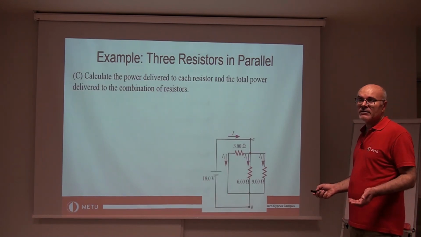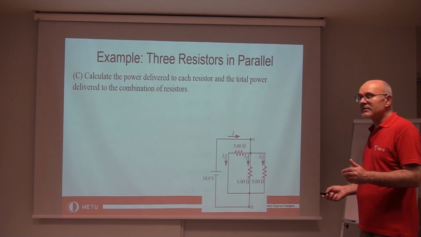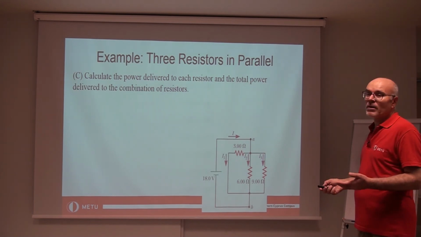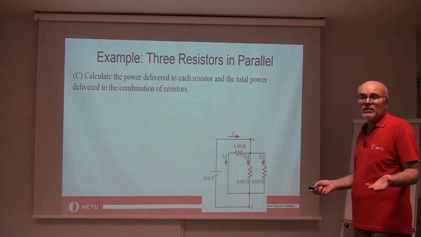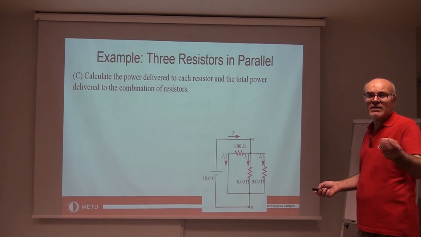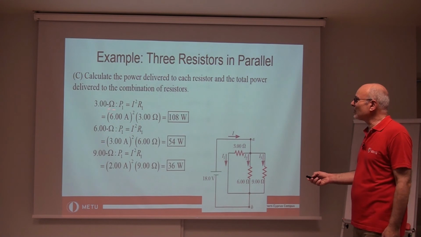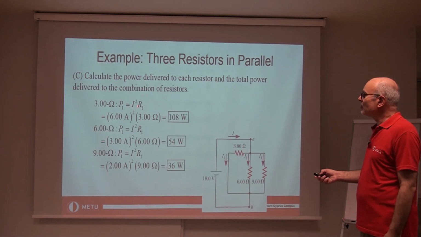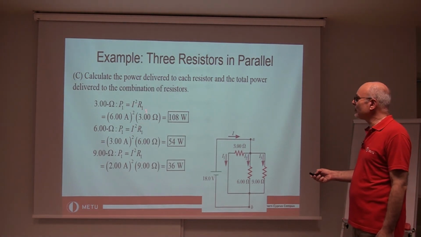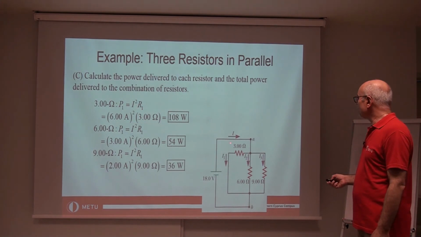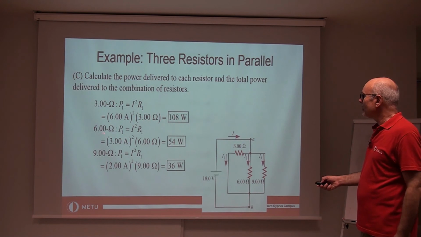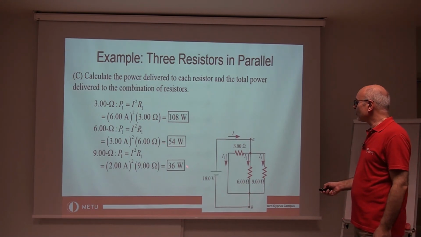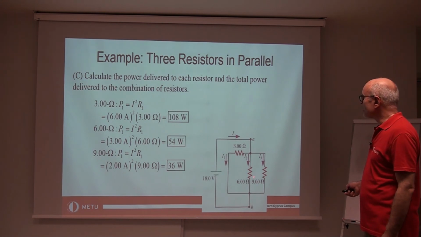Now, what is the power delivered to each resistor, and what is the total power delivered to the combination of resistances? Well, the power delivered to a load resistance is I squared multiplied by the value of that resistance. So it's a straightforward calculation. Since we know the current through each one, we find that the power in R1, the 3 ohm, is 108 watt. The 6 ohm is 54 watt, and the 9 ohm is 36 watt.